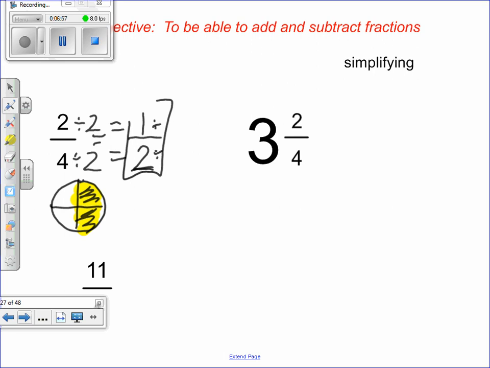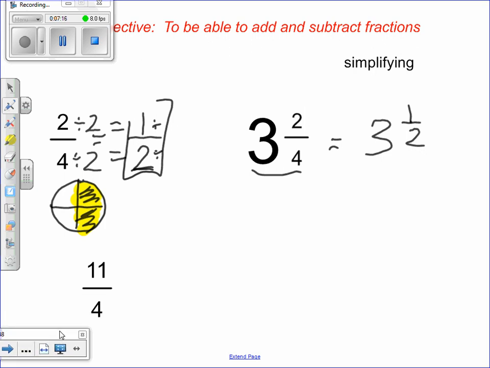All right, let's move on to this whole number. Okay, I can also simplify 3 2/4 to 3 1/2. 3 2/4 cheesecakes is the same as 3 whole cheesecakes plus a half of another.